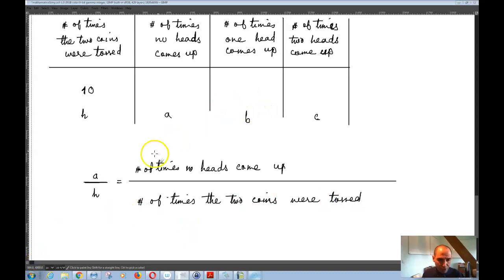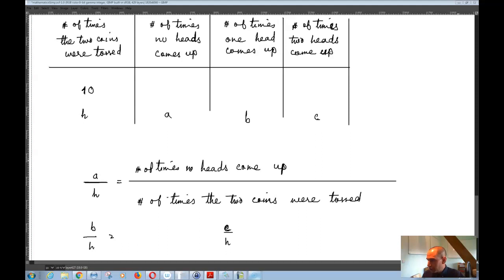So, for example, A divided by H would be the number of times no head comes up, or no heads come up, depending on how you want to treat that grammatically in English. And then H would be the number of times that the two coins were tossed. Or then you can also calculate all of these different fractions, like for example B to H, which would be the number of times that one head comes up divided by the number of times that the two coins were tossed. You can also calculate C divided by H, which is the number of times that two heads come up, divided by the number of times that the two coins were tossed.